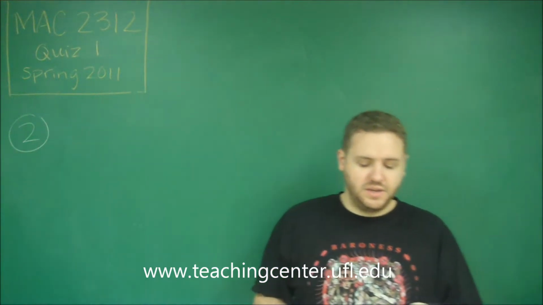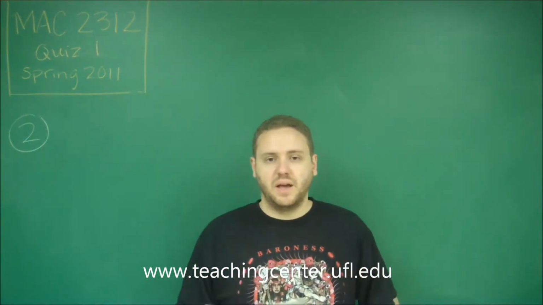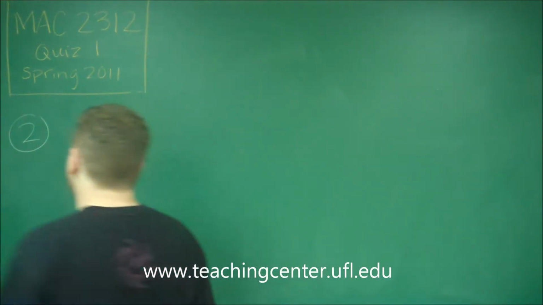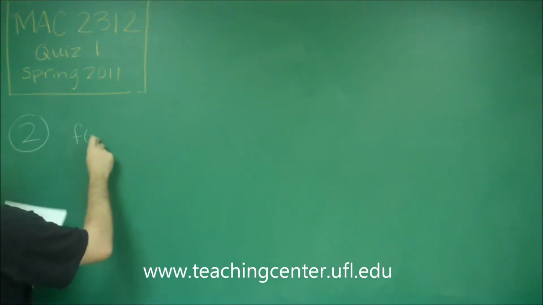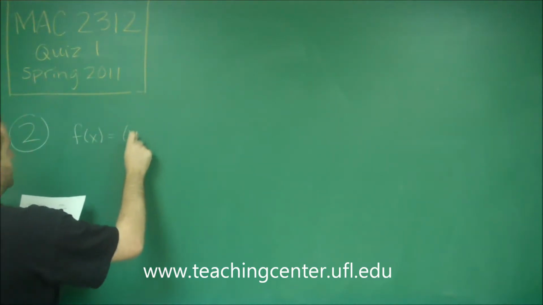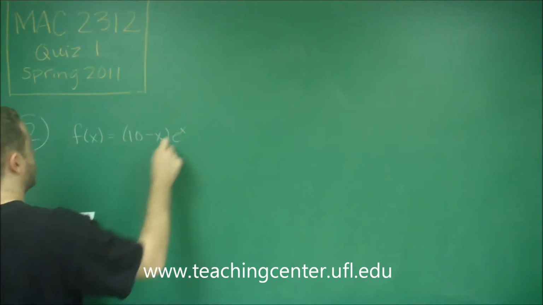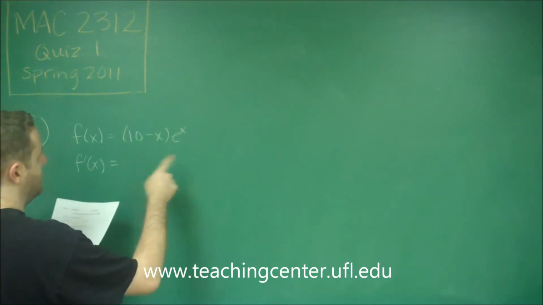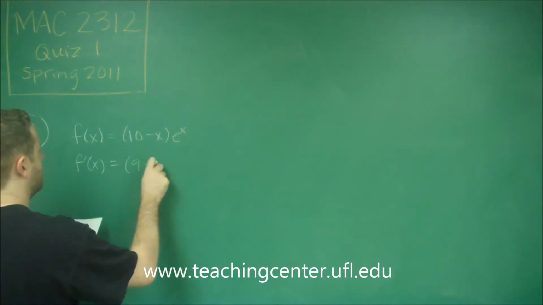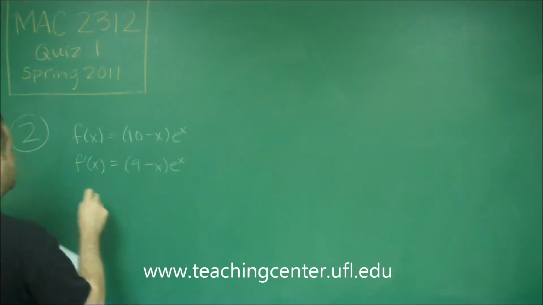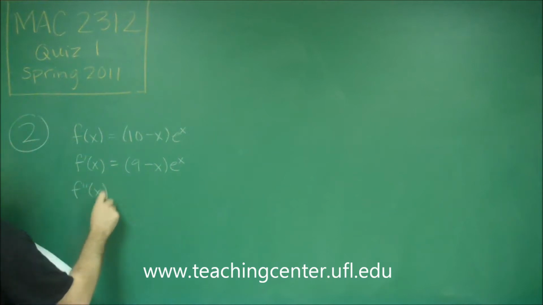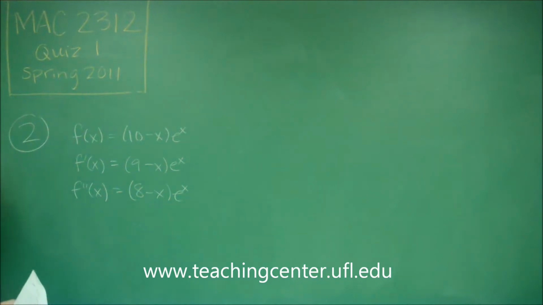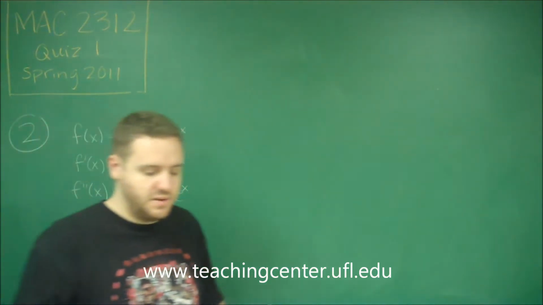Okay, number 2 here is just a plethora of questions dealing with Calc 1 material. So let's just go through it step by step. You're given the function, the derivative, and the second derivative. So let me just write that out again real quick here. Our function is 10 minus x e to the x. Our derivative, in the interest of keeping these the same, I'm going to write them in the other order. 9 minus x e to the x, and f double prime is 8 minus x e to the x. So there's our function, its derivative, and second derivative.